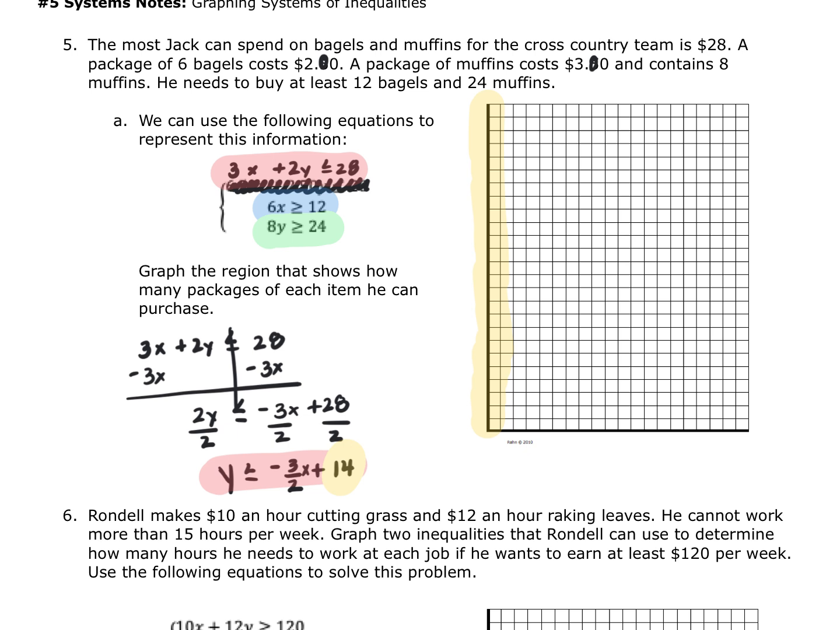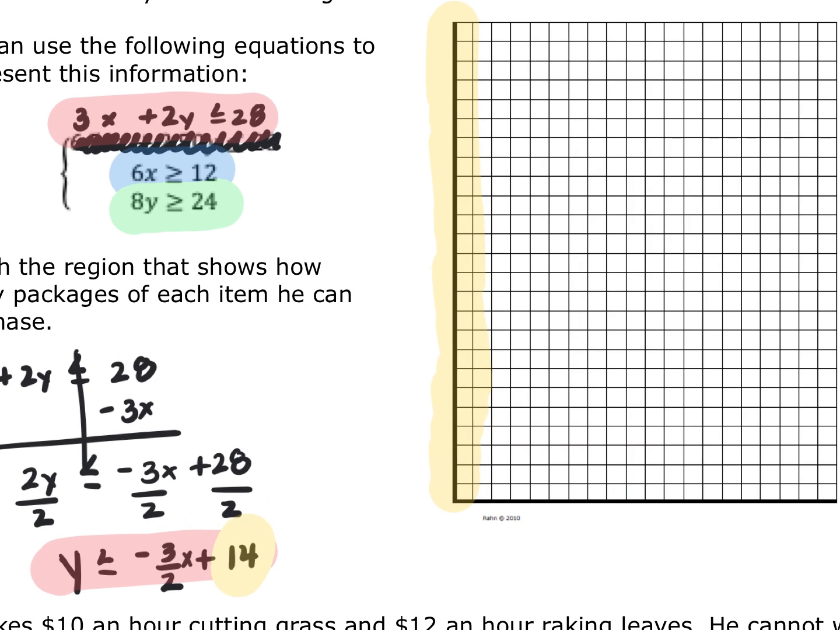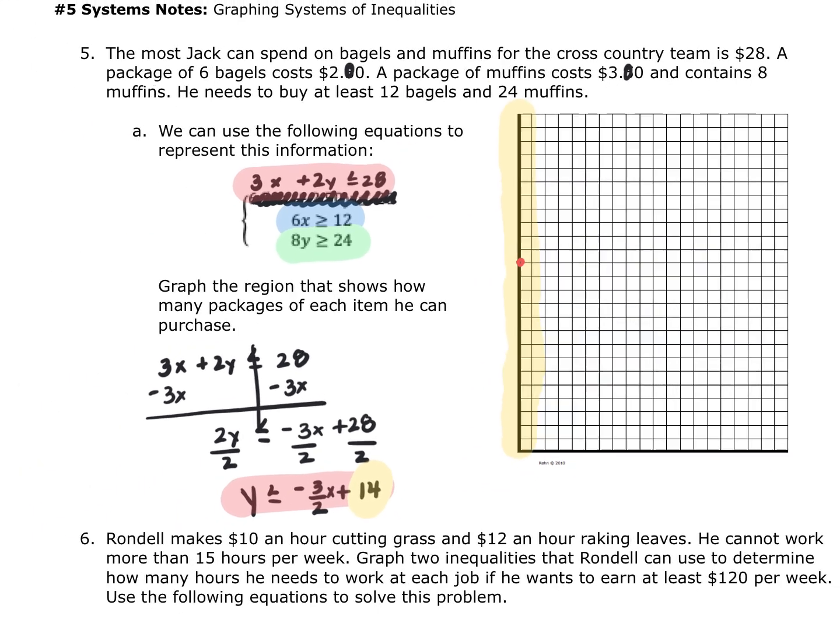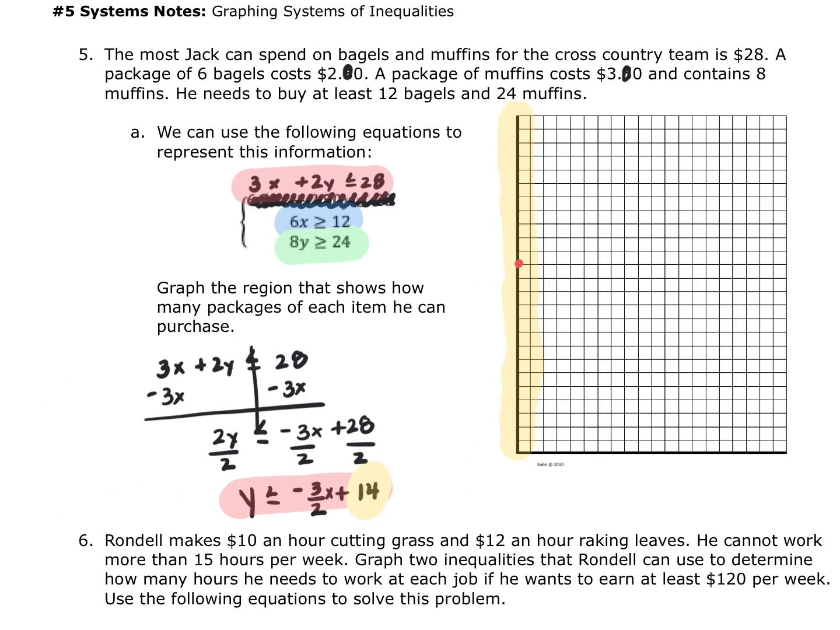So with my red color, I'm going to go up 14. I'm going to get a little bit closer because those are kind of small lines. So 1, 2, 3, 4, 5, 6, 7, 8, 9, 10, 11, 12, 13, 14. So my first point is right there. That's on my y-axis. So this is my y-axis.